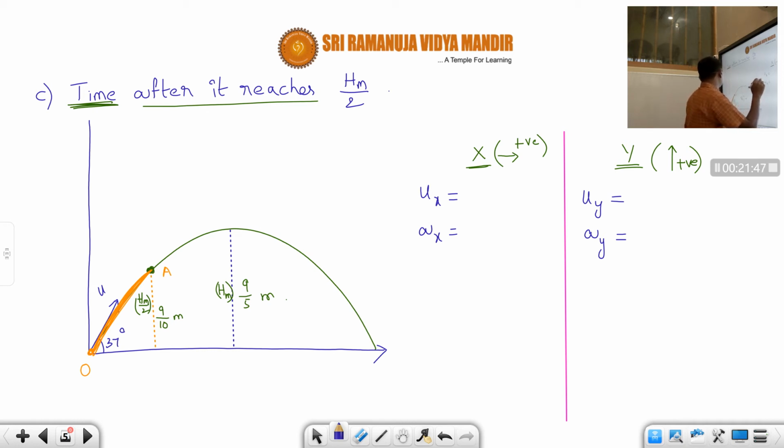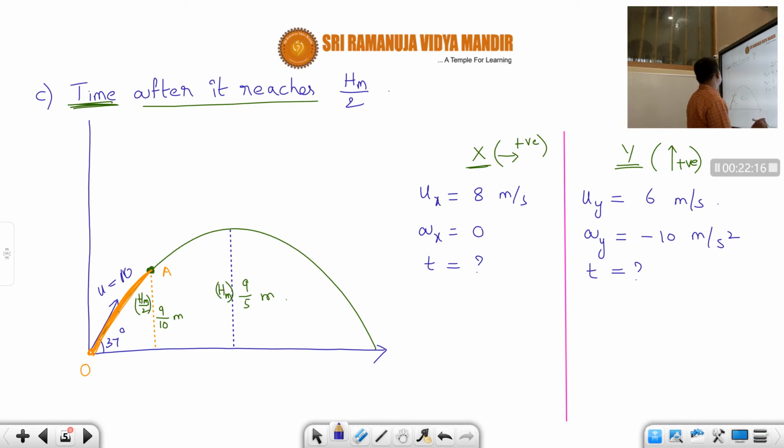What is Ux, students? Already we wrote. U is anyway 10 meters per second, 10 cos 37, 10 into 4 by 5, that means 8 meters per second. Previously we already did. Uy is 6 meters per second, U sin theta. Ax is always 0, Ay is minus 10 meters per second square, downward, no? Because acceleration will act downward. Now they are asking us to find out time.